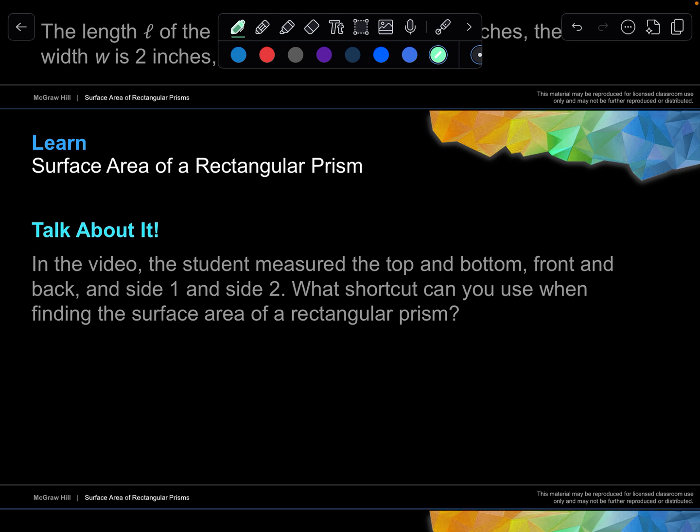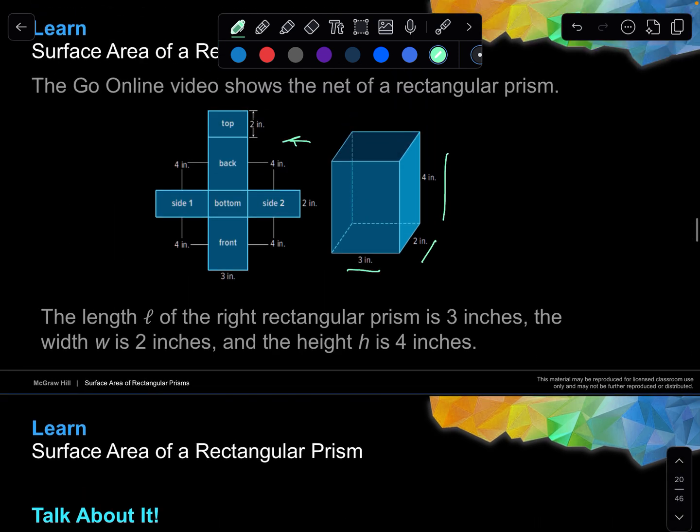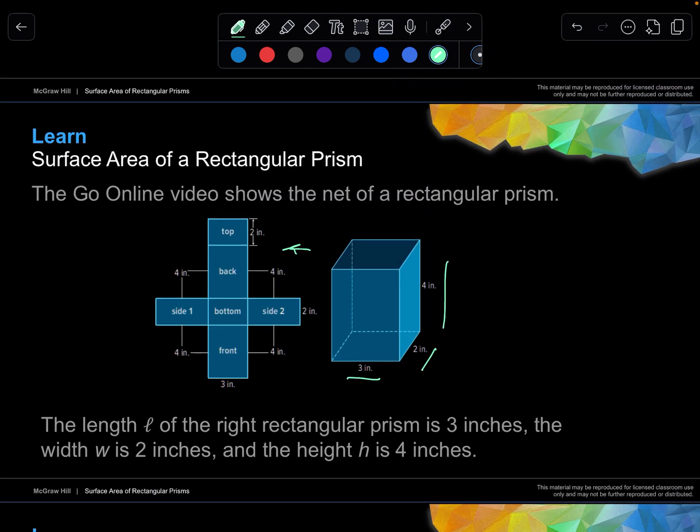All right, this says the student measured the top and bottom, front and back, and side 1 and side 2. What shortcut can you use when finding the surface area of the rectangular prism? Like I said, we have 3 sets of congruent faces. Which are my congruent faces? Set 1 is the front and back. Set 2 are the left and right sides. And set 3 is my top and bottom.